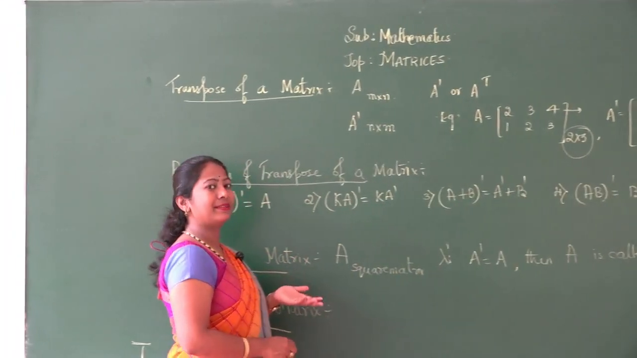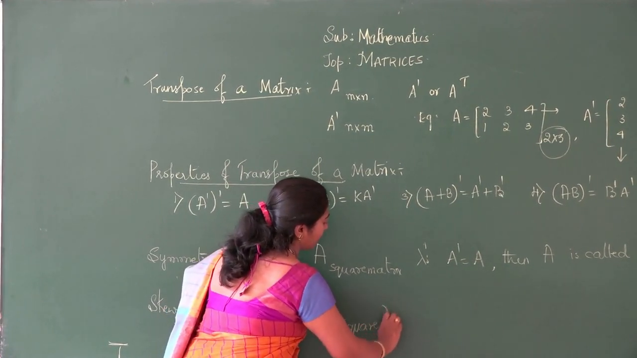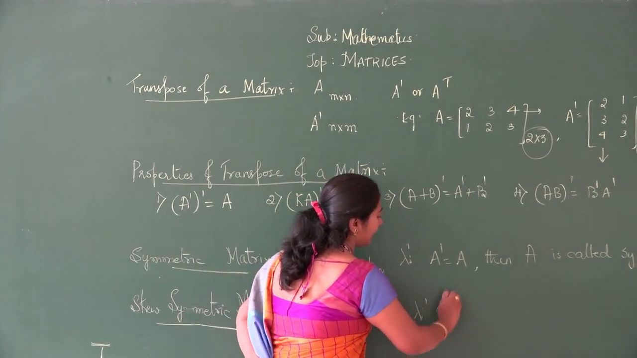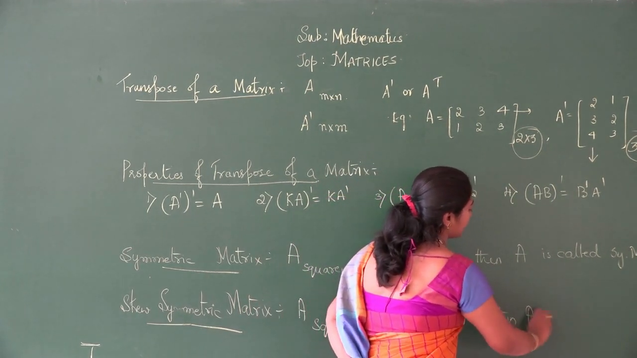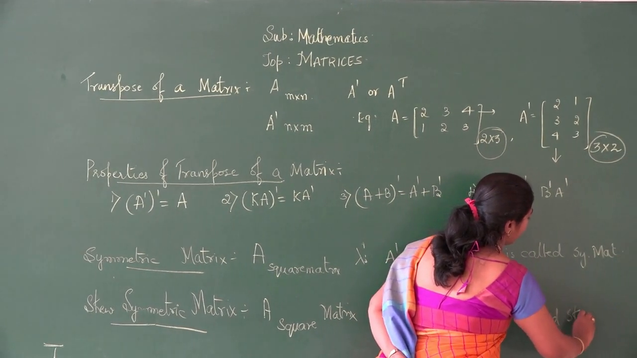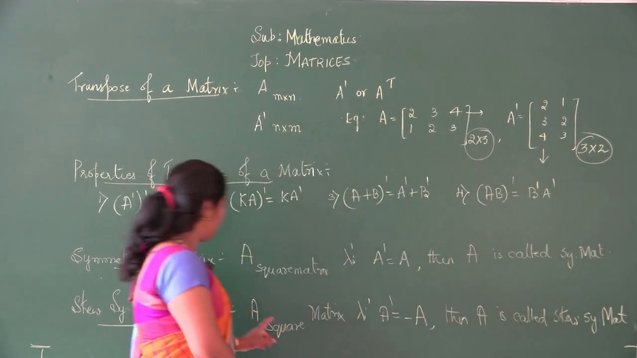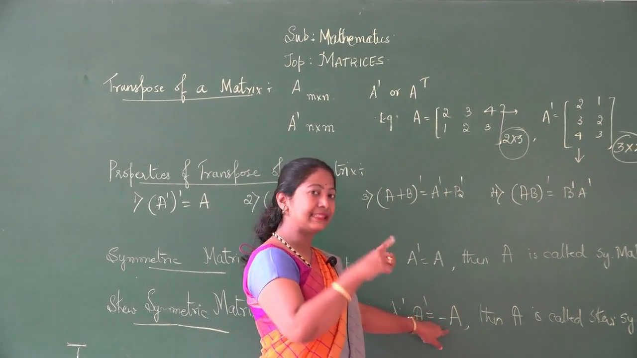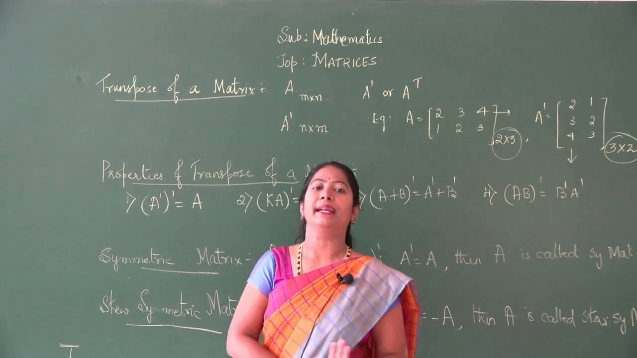What is a skew symmetric matrix? If A is a square matrix such that A dash is equal to minus A, that is, the negative of a matrix, then A is called a skew symmetric matrix.